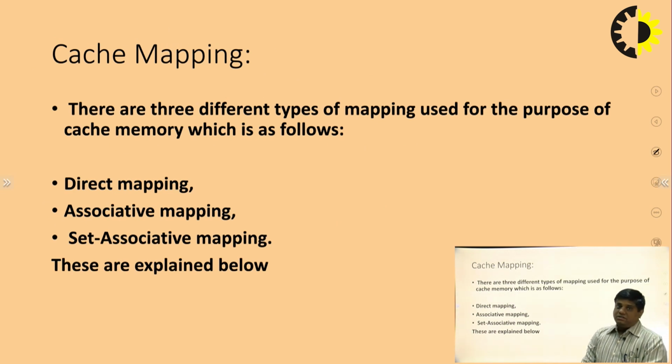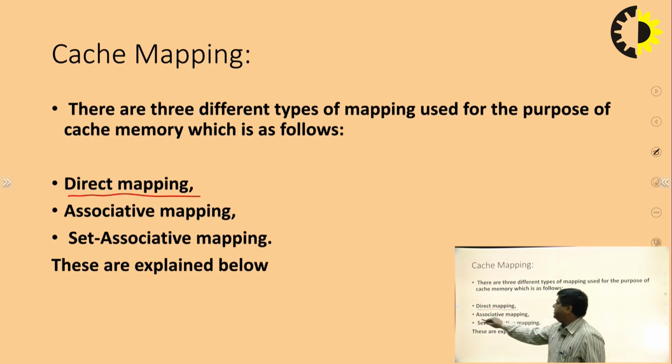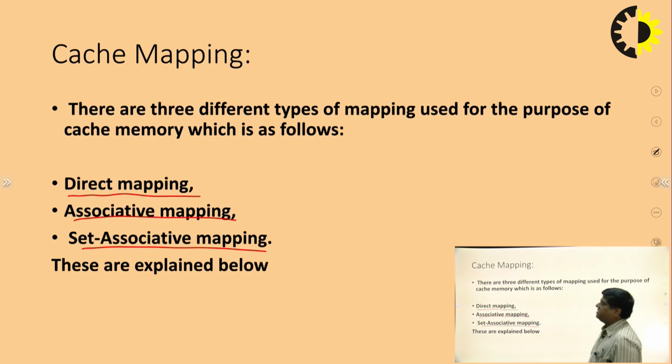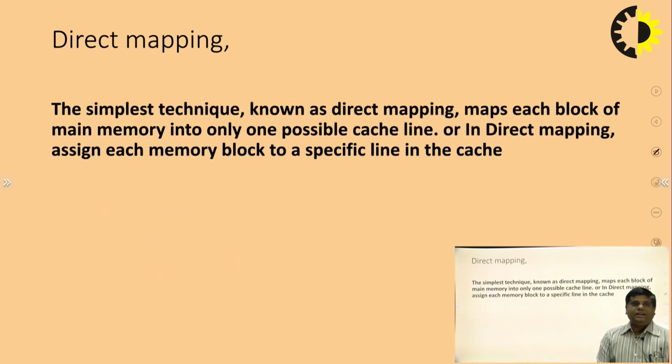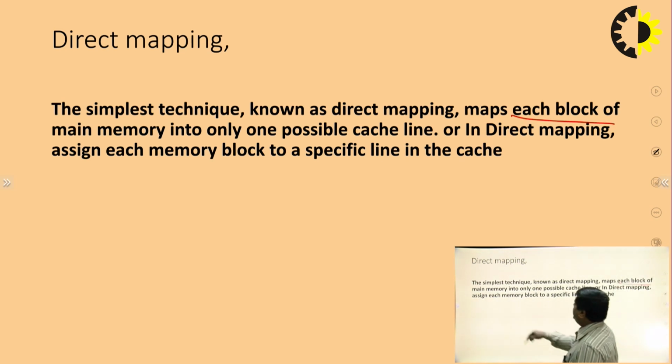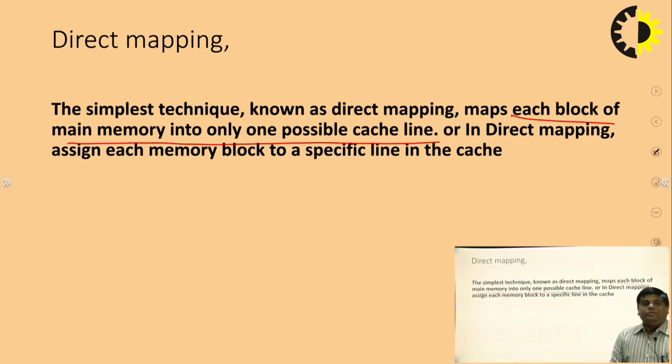What is cache mapping? This is an important topic, and different types of numerical questions are asked in different examinations. There are three different types of mapping: direct mapping, associative mapping and set associative mapping. Direct mapping is the simplest technique. Direct mapping maps each block of the main memory into only one possible cache line. Each block of the main memory is directly mapped into the cache memory. Such kind of mapping is known as direct mapping.